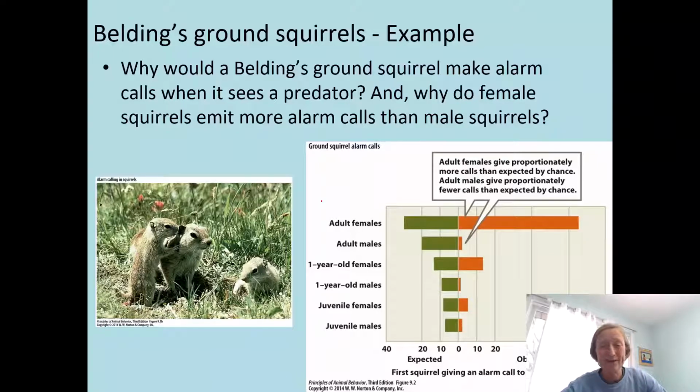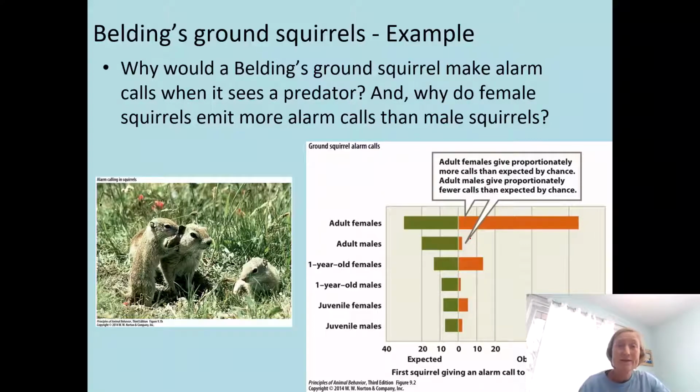And so this graph down here at the bottom kind of shows that. Down here at the bottom it says how many alarm calls these animals are expected to give based on the population size versus how many they actually observed. So the green versus the orange, they should be similar in size, these bars. And it turns out that females, 1-year-old females and particularly adult females, emit way more alarm calls than they're expected to. Adult males emit fewer alarm calls than they are expected to. And then these juveniles don't emit much.